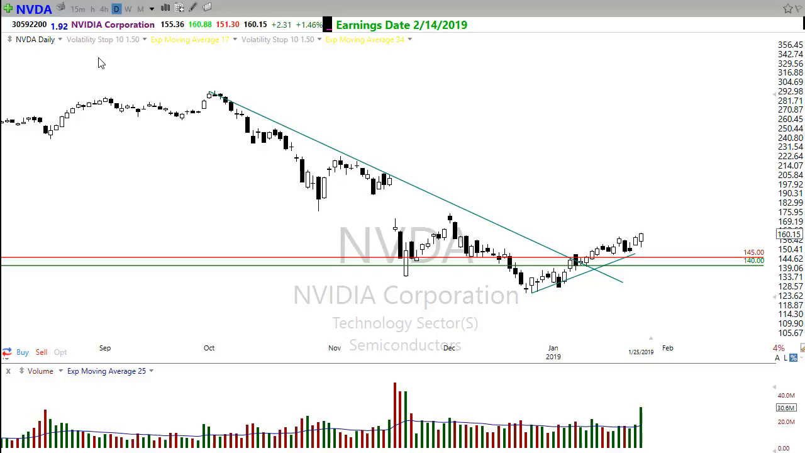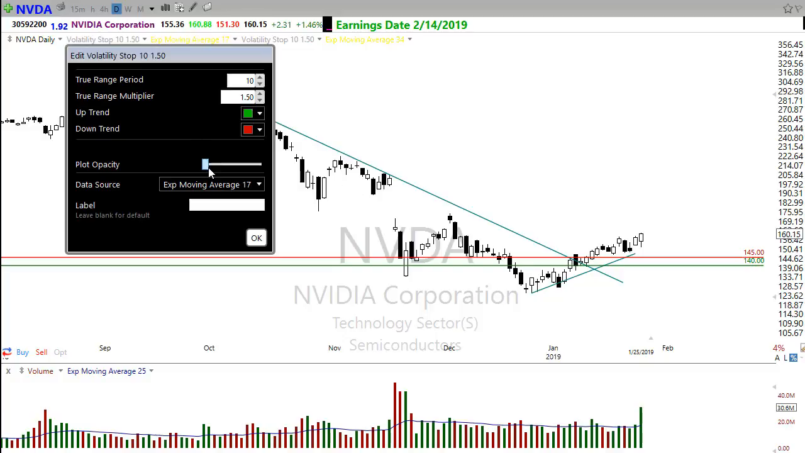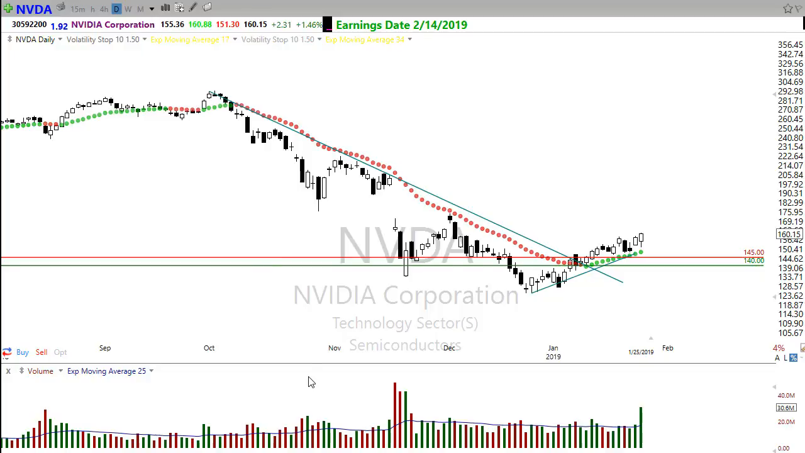I love this indicator here because it's so simple. It shows us very simply, should we be thinking long or should we be thinking short? It doesn't tell us when we should enter. It's telling us when we should be thinking long or when we should be thinking short.